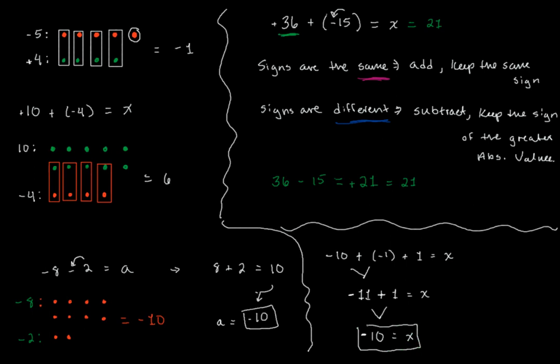Okay. So again, if the signs are the same, you add and keep the same sign. If the signs are different, you subtract and keep the sign of the greatest absolute value.